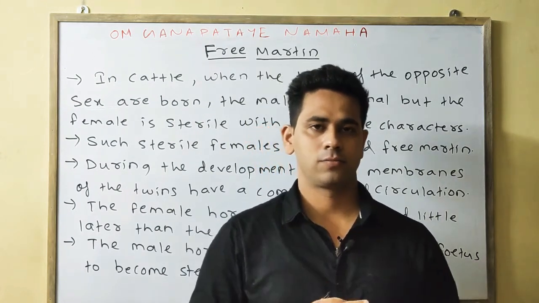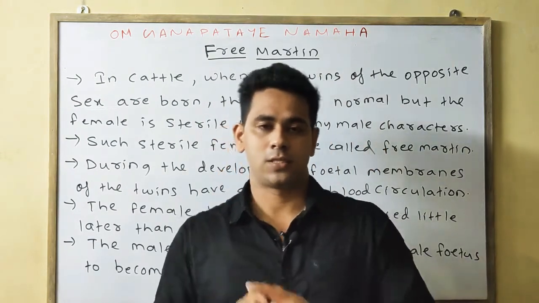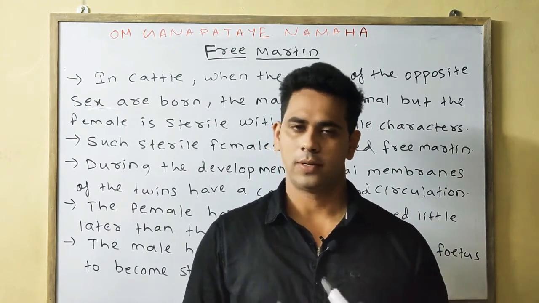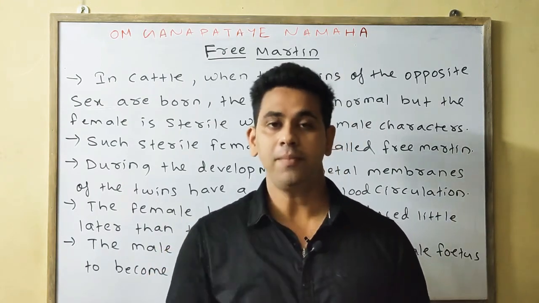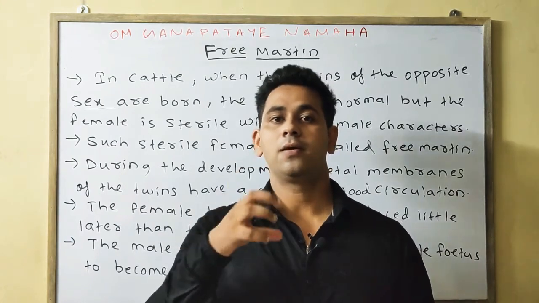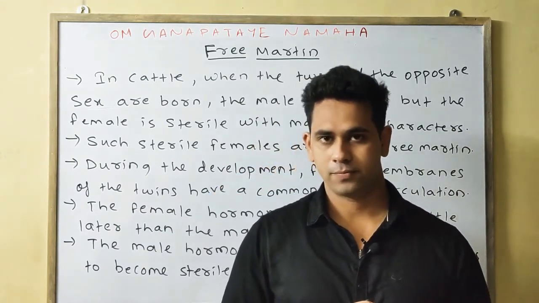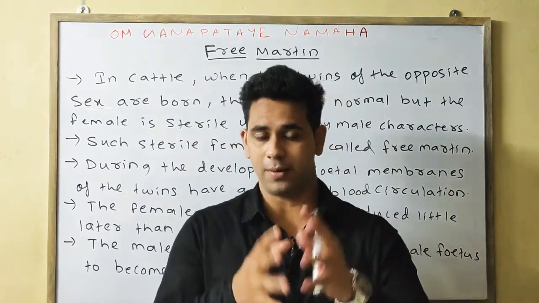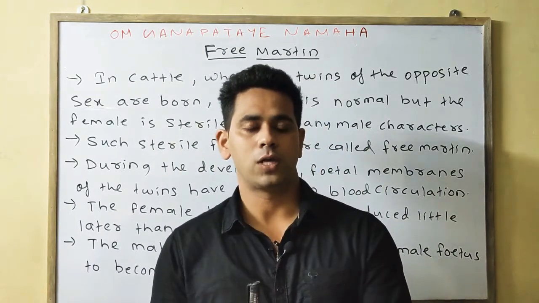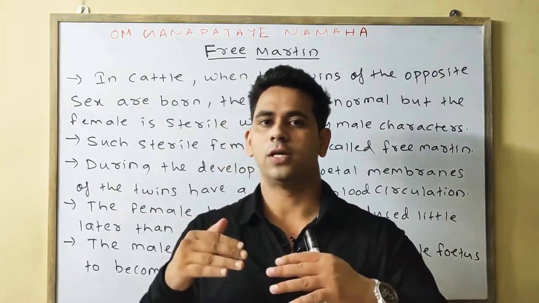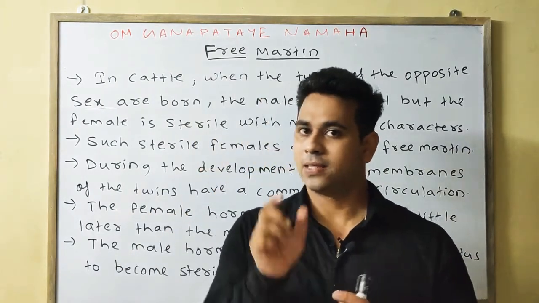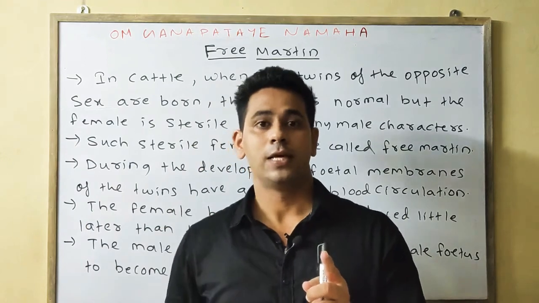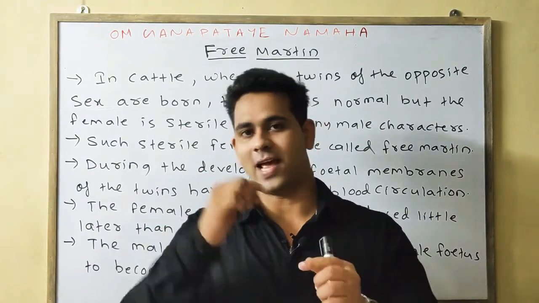In the case of the cattle, when twins are born of the opposite sex, then the male is quite normal. It is healthy and normal. But the female is somehow sterile, having various male characters. Okay? Why does this happen? During fetal development, the female hormones are produced a little bit later after the male hormones are produced. And the male hormones which are produced have a great influence on the female fetus, making it sterile.